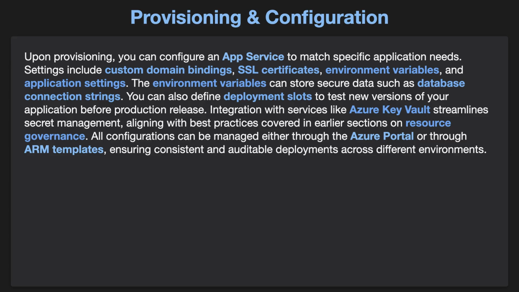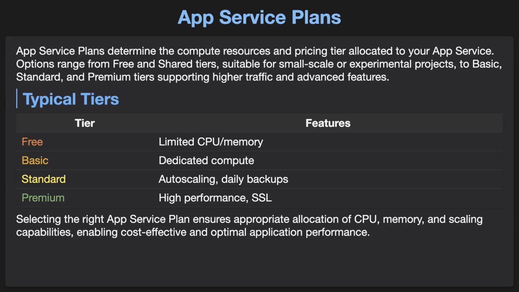Integration with services like Azure Key Vault streamlines secret management, aligning with best practices covered in earlier sections on resource governance. All configurations can be managed either through the Azure portal or through ARM templates, ensuring consistent and auditable deployments across different environments. App Service plans determine the compute resources and pricing tier allocated to your app service.